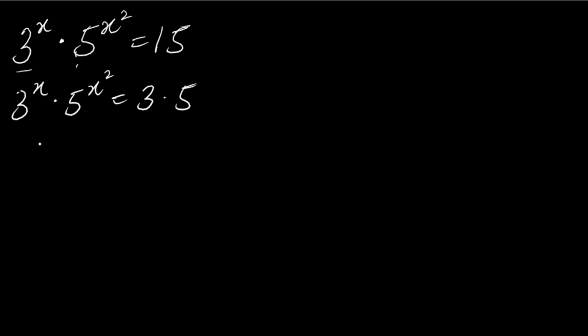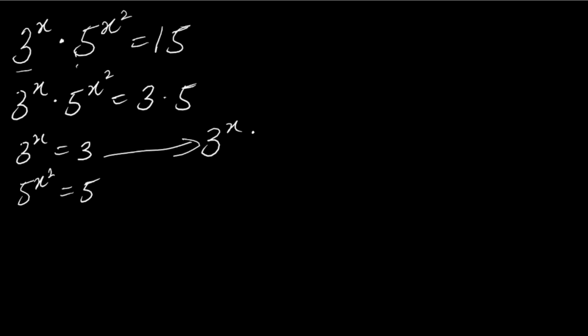So we can say that 3 raised to the power of x can be equal to 3, and at the same time, 5 raised to the power of x squared can be equal to 5. That is, from 3 raised to the power of x equal to 3, it is 3 raised to the power of x equal to 3 raised to the power of 1. That is, this is cancelling this. So x is equal to 1.